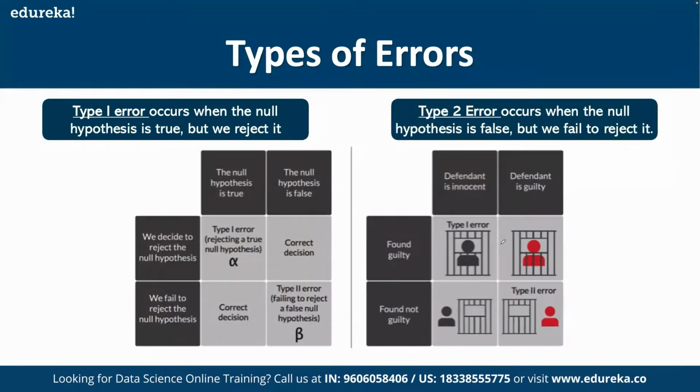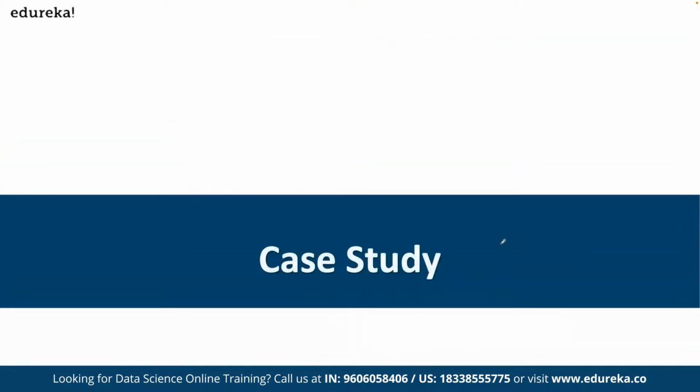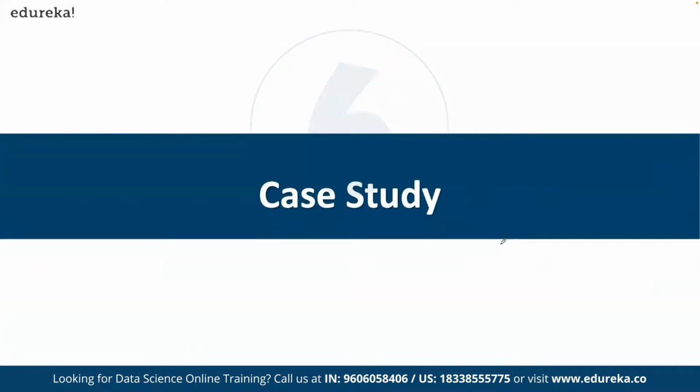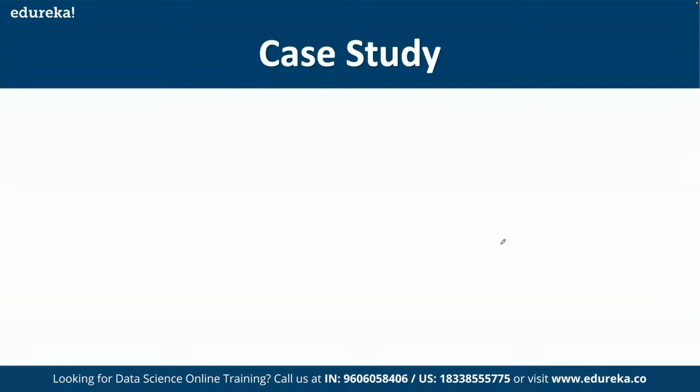A type 1 error means the null hypothesis is true, but we are rejecting the null hypothesis and going with the alternate hypothesis. And we've got the type 2 error, which occurs when the null hypothesis is false, but we fail to reject it. These are the two kinds of error that we generally come across while performing hypothesis testing. Now, to get better clarity on this, let's take up a case study.